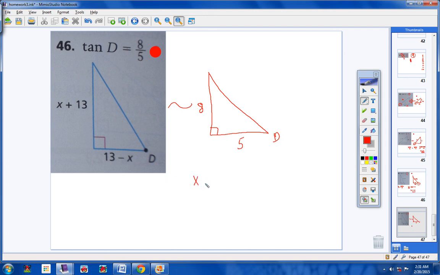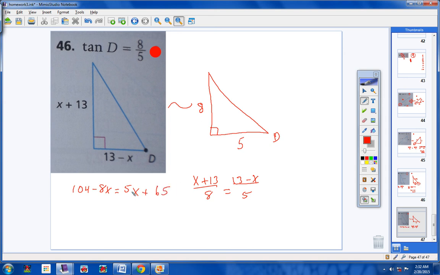x plus 13 corresponds with 8, which equals 13 minus x, corresponding with 5. Let's cross multiply. 8 times 13 is 104. 8 times negative x is negative 8x. I'm going to go ahead and slide this over here, just so we have some more room. Alright, there we go. 8 times 13, 8 times negative x. Now, 5 times x plus 13, so 5 times x is 5x. 5 times 13 is 65.